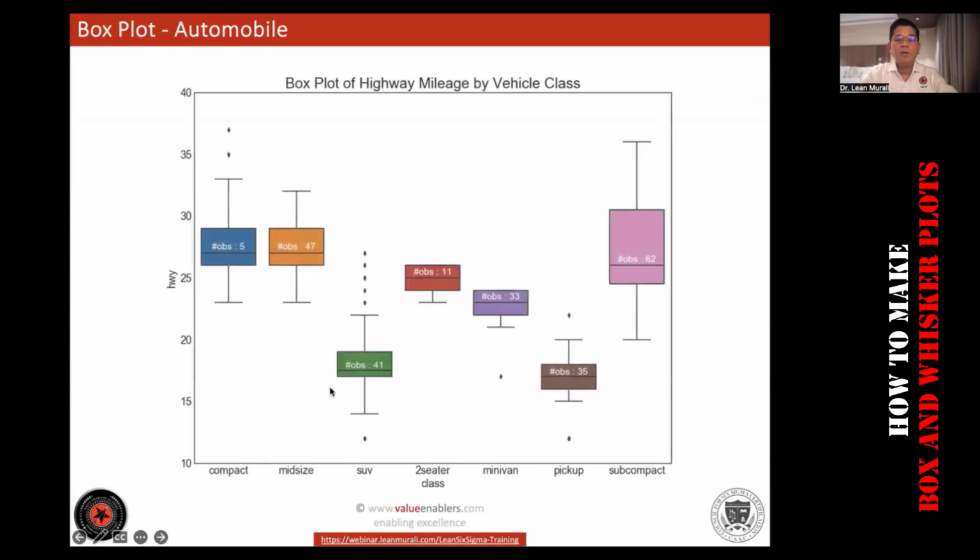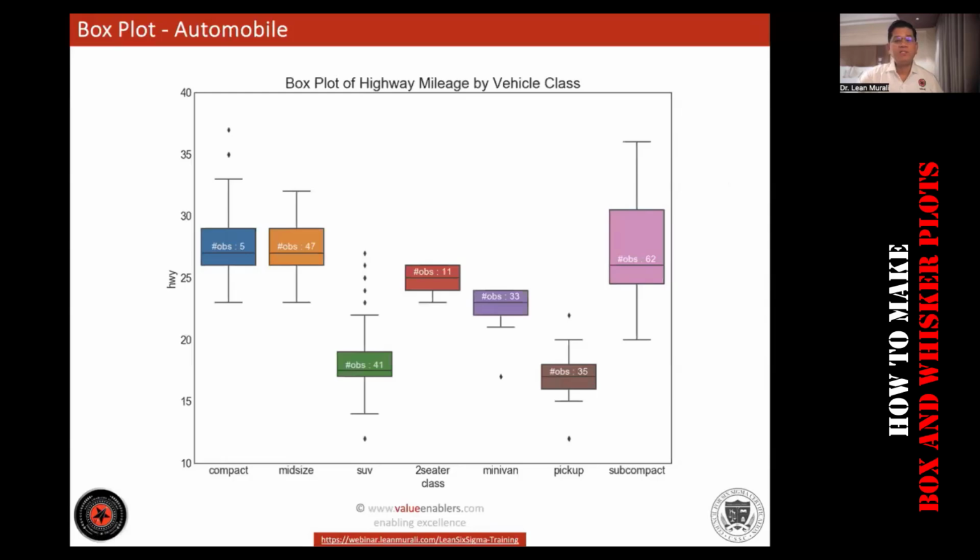Again, automobile. You see the class of vehicle: compact vehicle, mid-size vehicle, SUV, 2-seater, the minivan, the pickup, subcompact. A lot of types of vehicles. Highway mileage in which vehicle is quite high? You should say here the compact vehicle: the highway mileage is quite high and the variability is also less. Which is lowest in terms of mileage?